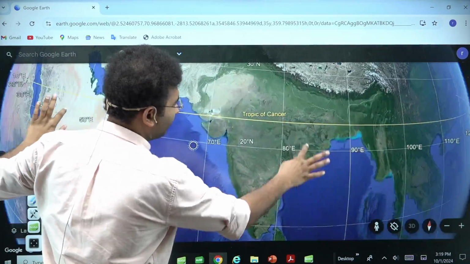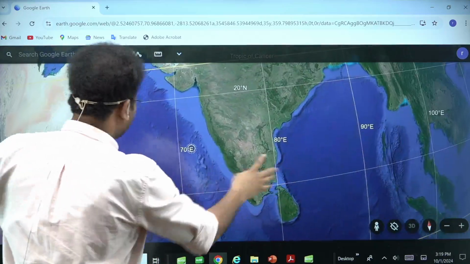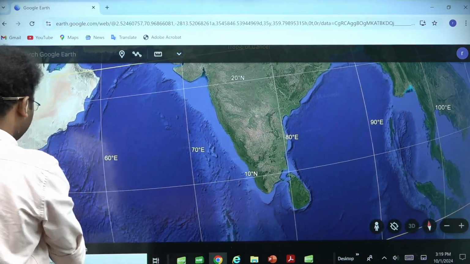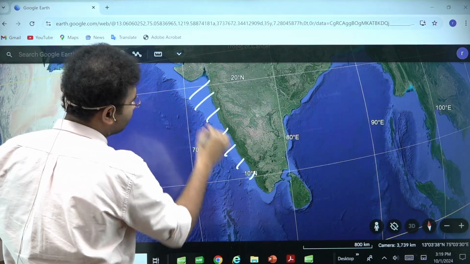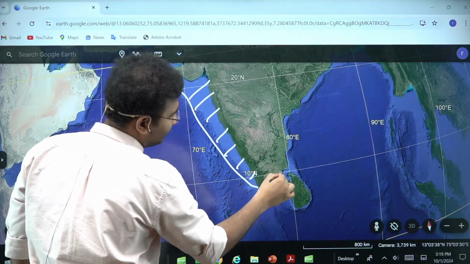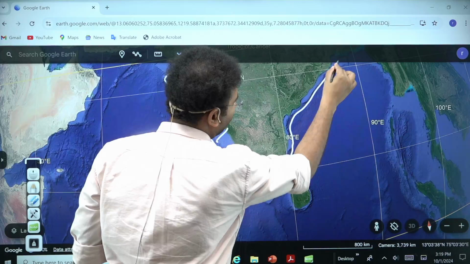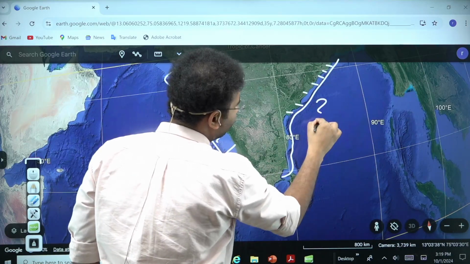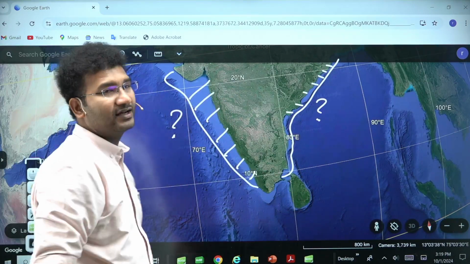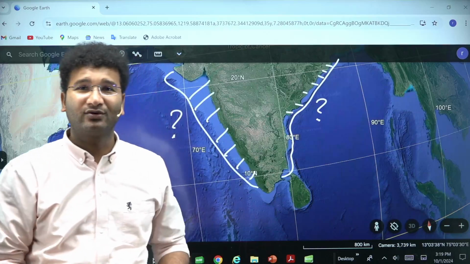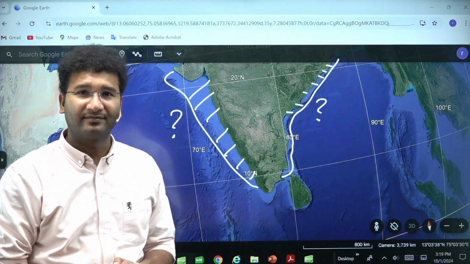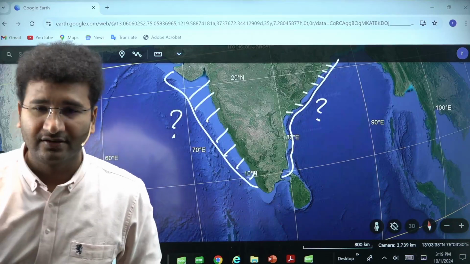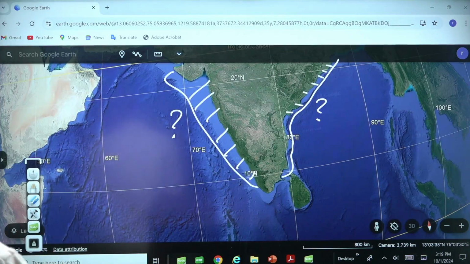Now look into India. Where do you find a wider continental shelf? The continental shelves are wider with respect to the western coast. The western coast of India has a wider continental shelf. When it comes to the eastern coast of India, it has a narrow continental shelf. Now you tell me, why does the western coast of India have a wider continental shelf and the eastern coast of India a narrow one? What is the major reason for the wider and narrower continental shelves?